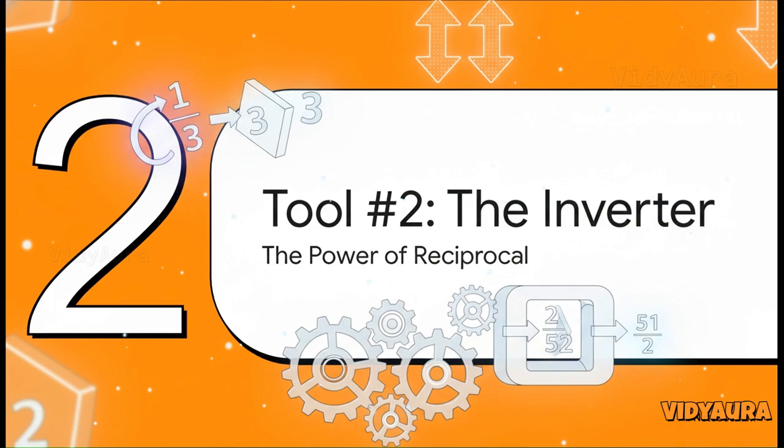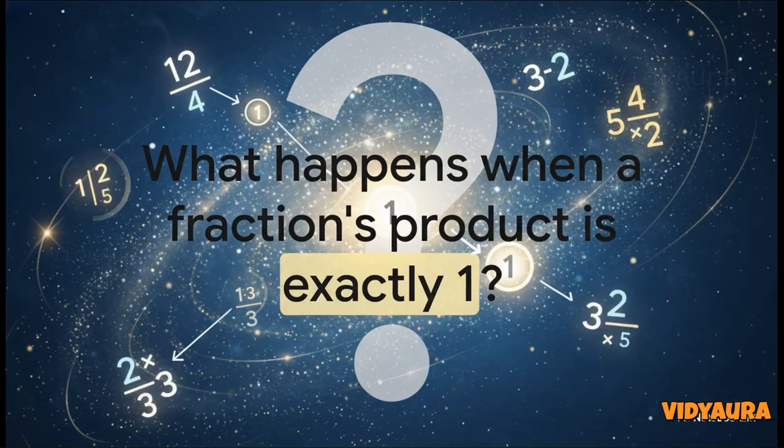So now it's time for the second tool in our kit. I call this one the inverter. And this is all about a really cool and surprisingly powerful idea called the reciprocal. To get our heads around this, let me start with a question. What's the deal with two numbers that when you multiply them together, the answer is exactly, perfectly 1? What's so special about that?